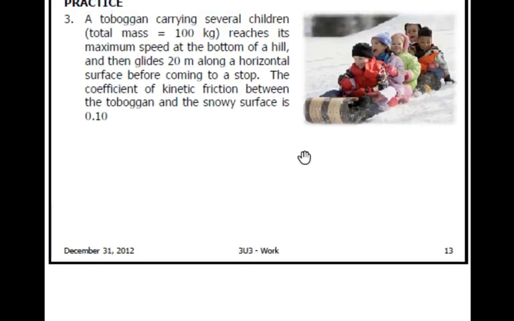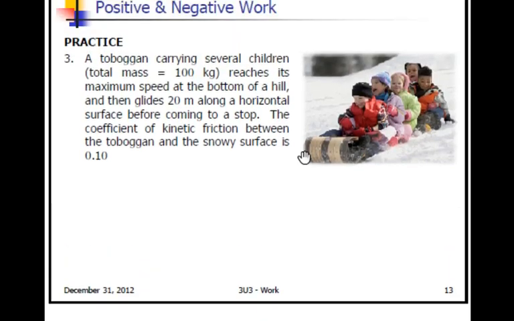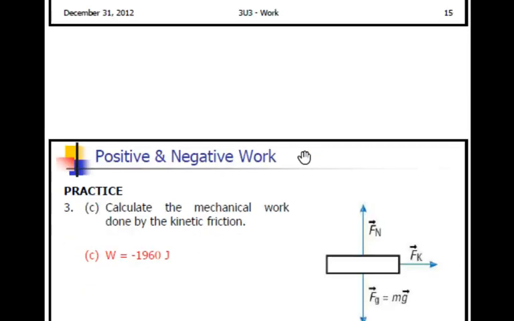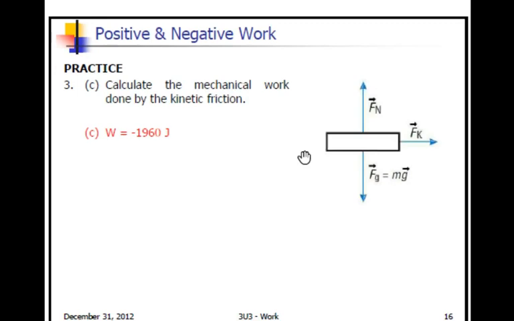Now I believe in terms of significant digits, we'll have to go back and check, because 20 meters and 100 kilograms, those are not three significant digits, so even the 0.10. So really our answer should be negative 2,000 for 3C.